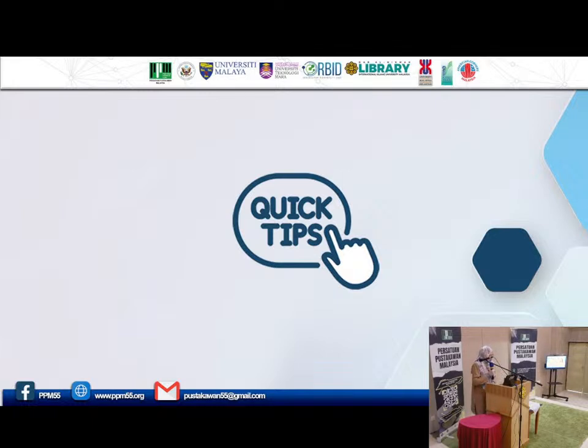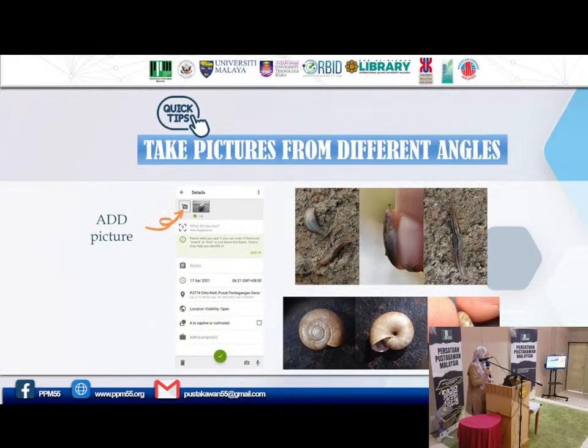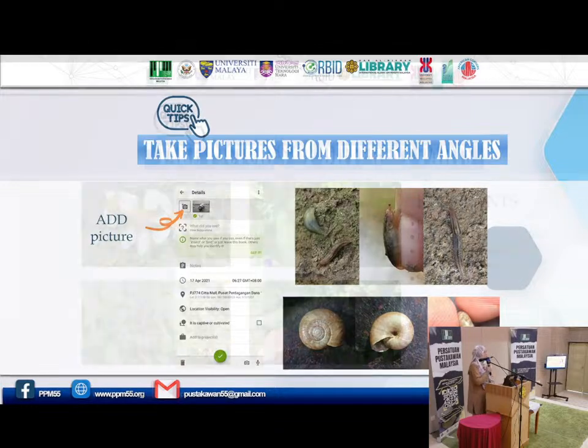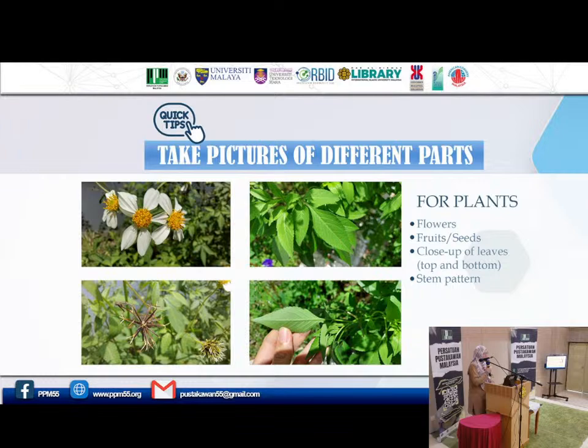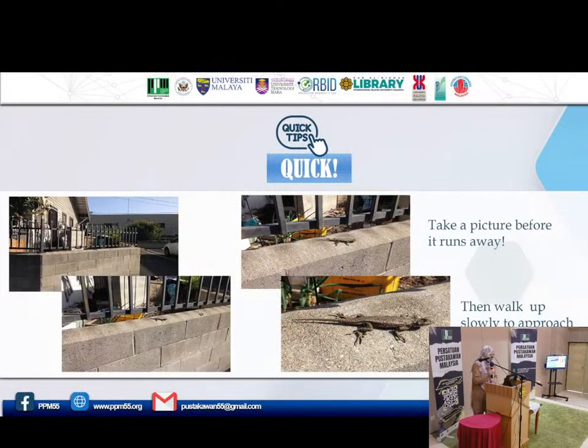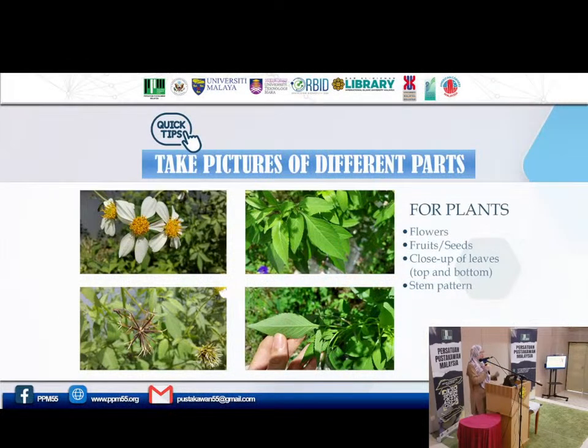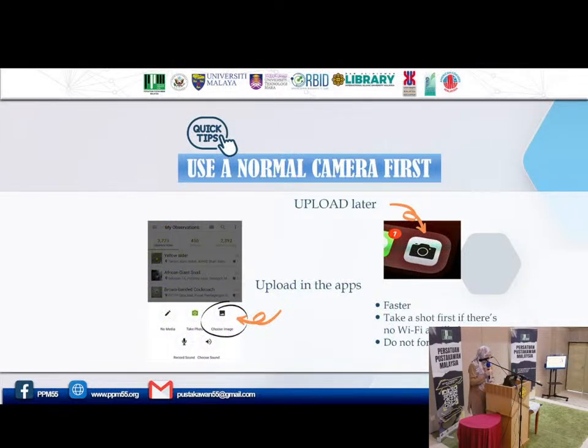This is what I said just now. The quick tip for me is to take pictures from different angles. Whether it's a box or plants, take a picture before it runs. That's why my suggestion is to use your camera instead of taking the picture through the app, and make it focus. Use a macro lens, it's better. Use a normal camera, yes. Upload later. You can choose upload in the app.